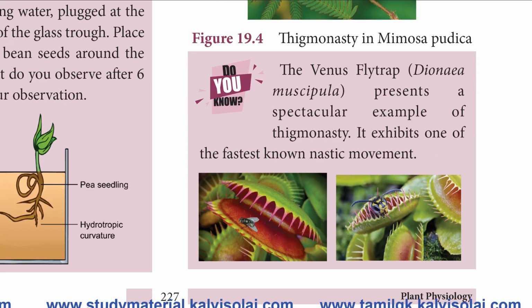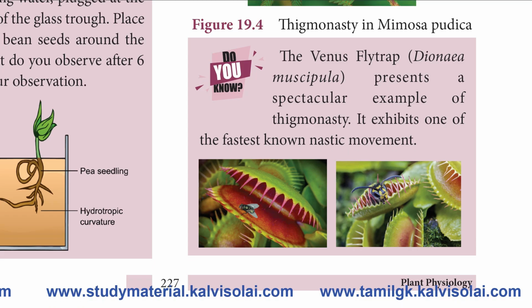Venus flytrap, this is another example. It is a very good example for thigmonasty. It exhibits one of the fastest known nastic movements. So as soon as the fly sits over the Venus flytrap, it immediately closes. So it is the fastest thigmonastic movement shown by the Venus flytrap.